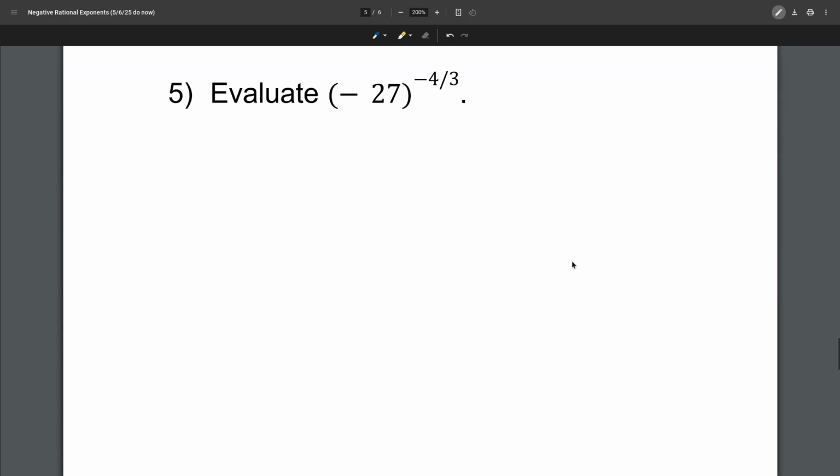All right, next one, we're going to evaluate -27 to the -4/3 power. I'm going to write this as 1 over -27 to the +4/3 power. Okay, let me fix my 3 there. That's not the best. Okay. All right, so now we can break this apart. Let me get my equal sign. There we go. So break it apart.